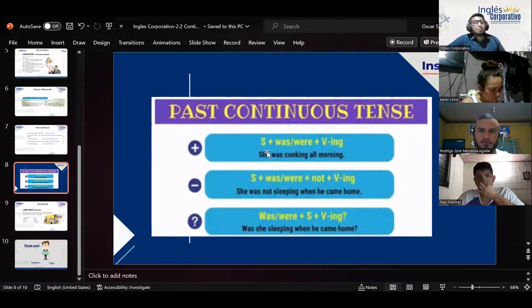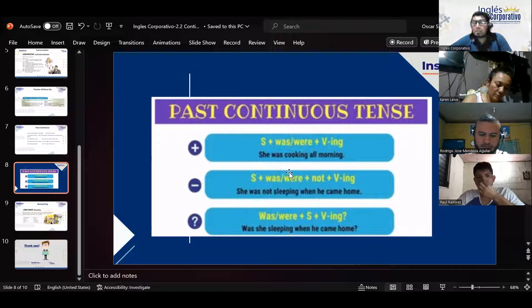And as you see here, once again, we have one of those actions that took place in the past at a specific moment in the past. But in this case, it is not necessarily interrupted. As I said before, 90% of these sentences are going to be interrupted by something else. However, there is still that 10% of sentences that are going to be used on their own, like this one here: she was cooking all morning.